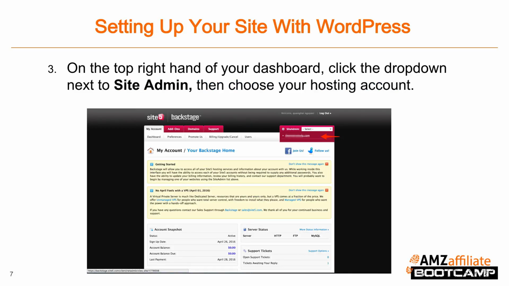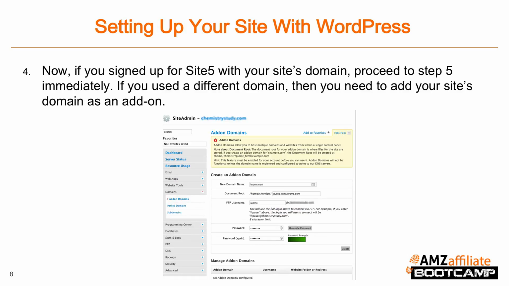Next, you're going to log into your Site5's client backstage, and you can see the URL on your screen. Then at the top right hand of your dashboard, click the drop down next to Site Admin and choose your hosting account. Now, if you signed up for Site5 with your site's domain, proceed to step 5 immediately. If you used a different domain, then you need to add your site's domain as an add-on. And you can see some instructions here.